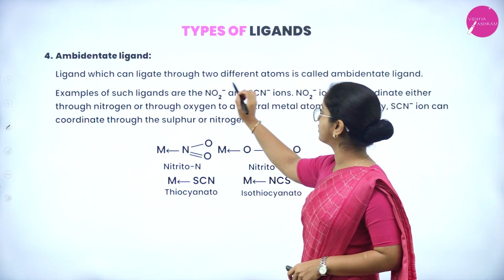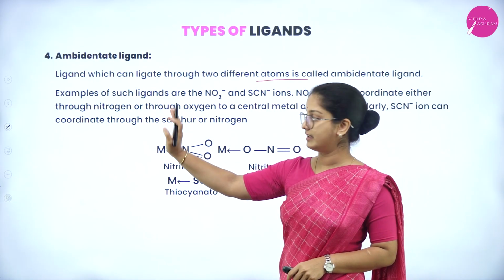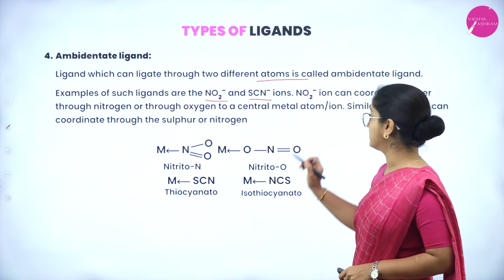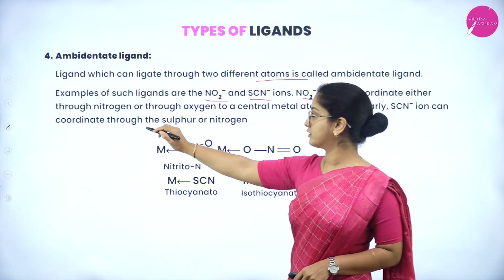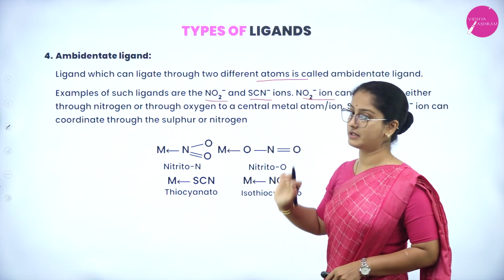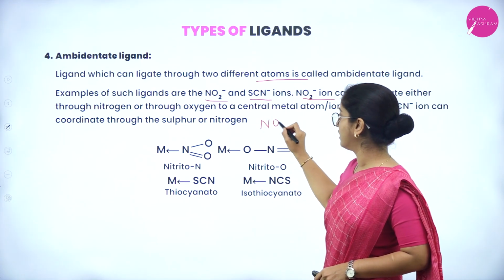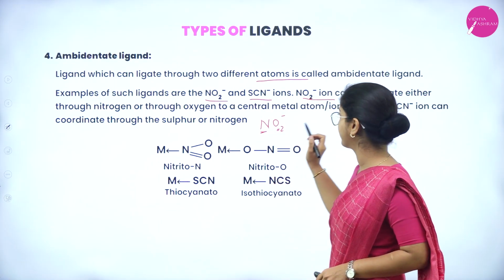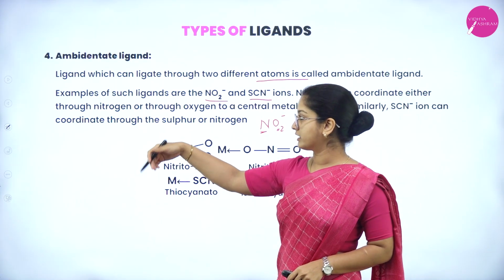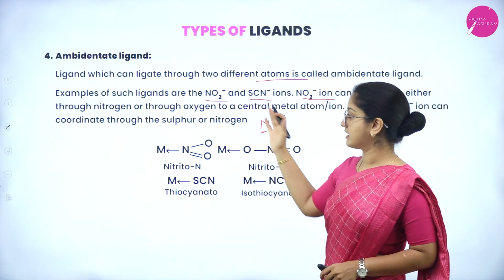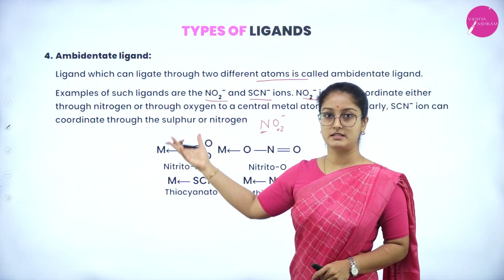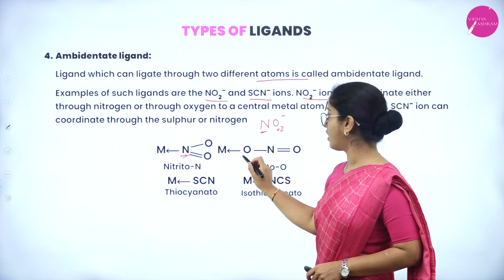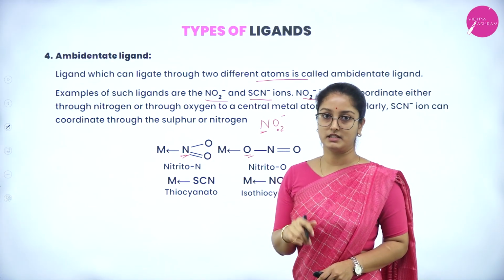A ligand which can ligate through 2 different atoms is called an ambidentate ligand. Examples of such ligands are NO2- and SCN- ions. The NO2- ion can coordinate either through nitrogen or through oxygen to a central metal atom. So from NO2-, either N or O can bind to the central metal atom. Similarly, the SCN- ion can coordinate through sulfur or nitrogen. Such ligands which donate electrons through either atom are called ambidentate ligands. Here you can see either nitrogen or oxygen can contribute to the central metal atom.